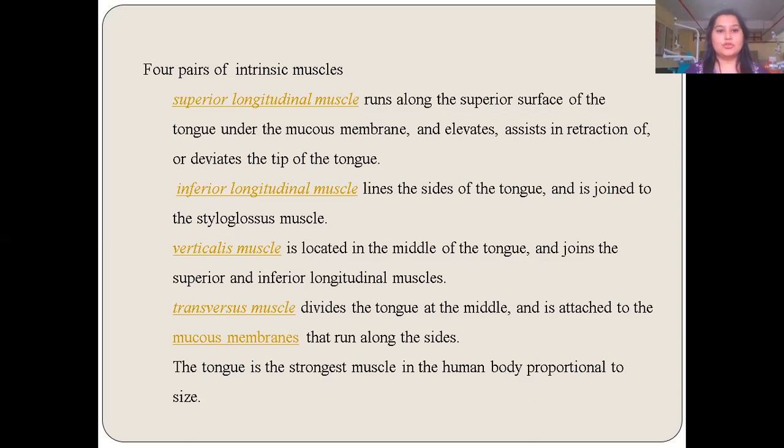Second muscle is the inferior longitudinal muscle, which lines the sides of the tongue and is joined to the styloglossus muscle. The third is the verticalis muscle, which is located in the middle of the tongue, and it joins the superior and inferior longitudinal muscles. Next is the transverse muscle, which divides the tongue at the middle and is attached to the mucous membrane that runs along the sides. The tongue is the strongest muscle in the human body, proportional to its size.